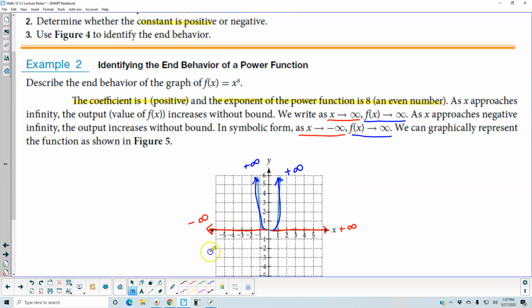Okay. Now, the one thing that we also need to pay attention to is that it says here that the function is increasing without bound. Or it also says the output is increasing without bound. And the reason why is because these arrows mean that it never ends. So without bound means that it's continuous and it never ends. So these arrows are basically telling you that it's increasing without bound.